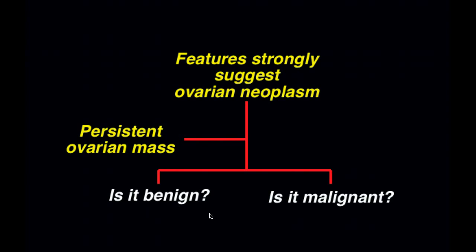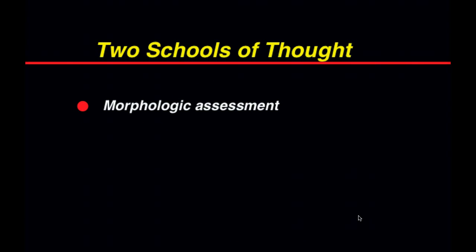So is it finally time for us to make a judgment as to whether we're looking at a benign ovarian mass or a malignant ovarian mass? And the answer is we're getting closer, but we're not quite there yet because we have one other consideration. Basically, for the last period of time, I've been teaching you about the morphologic assessment of ovarian masses.